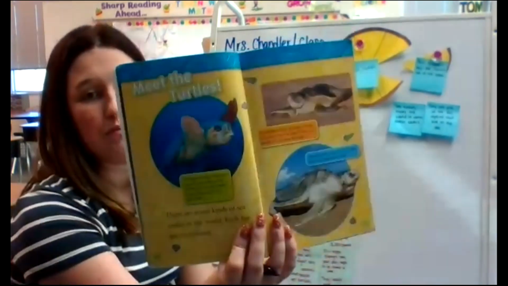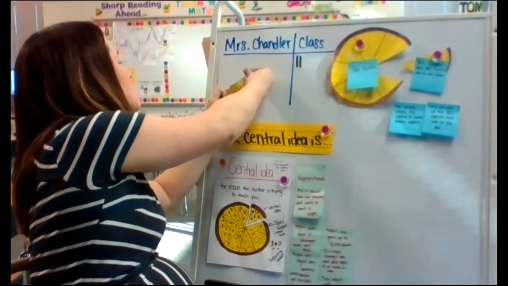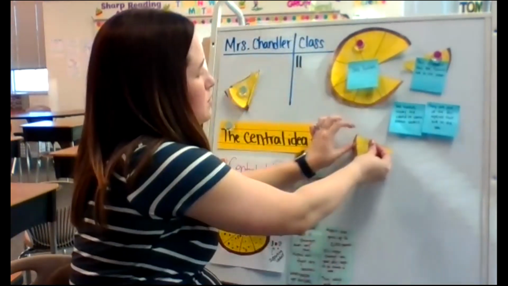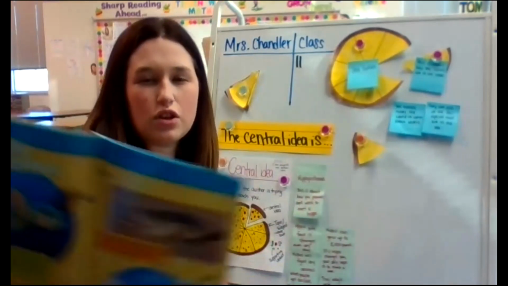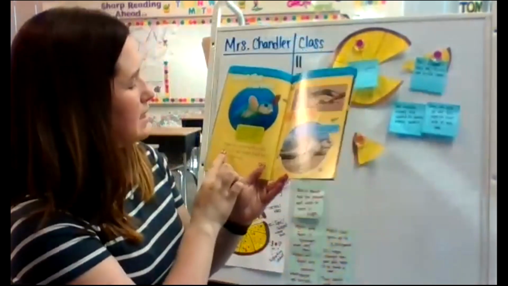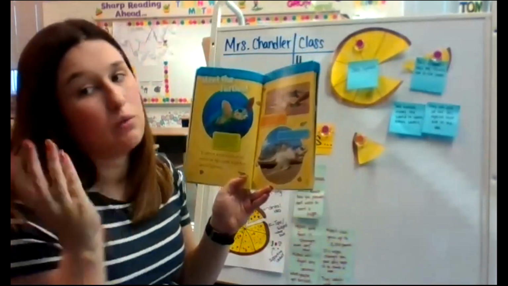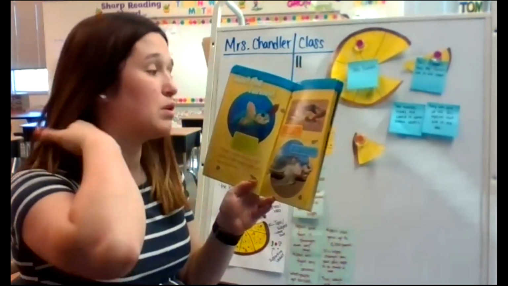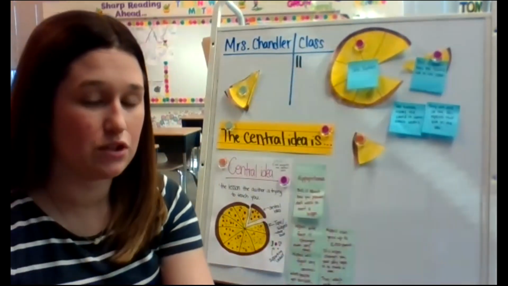So now I have meet the turtles, right? So I'm actually going to get down another pizza slice. So here's my pizza slice. So I'm thinking, meet the turtles. Well, this says there are 7 kinds of sea turtles in the world. Each has special features. Okay, well, then this must be about how there are 7 different kinds of turtles, right? This is what this is going to all be about, is all the different kinds of turtles. So that's going to be my main idea, my central idea.